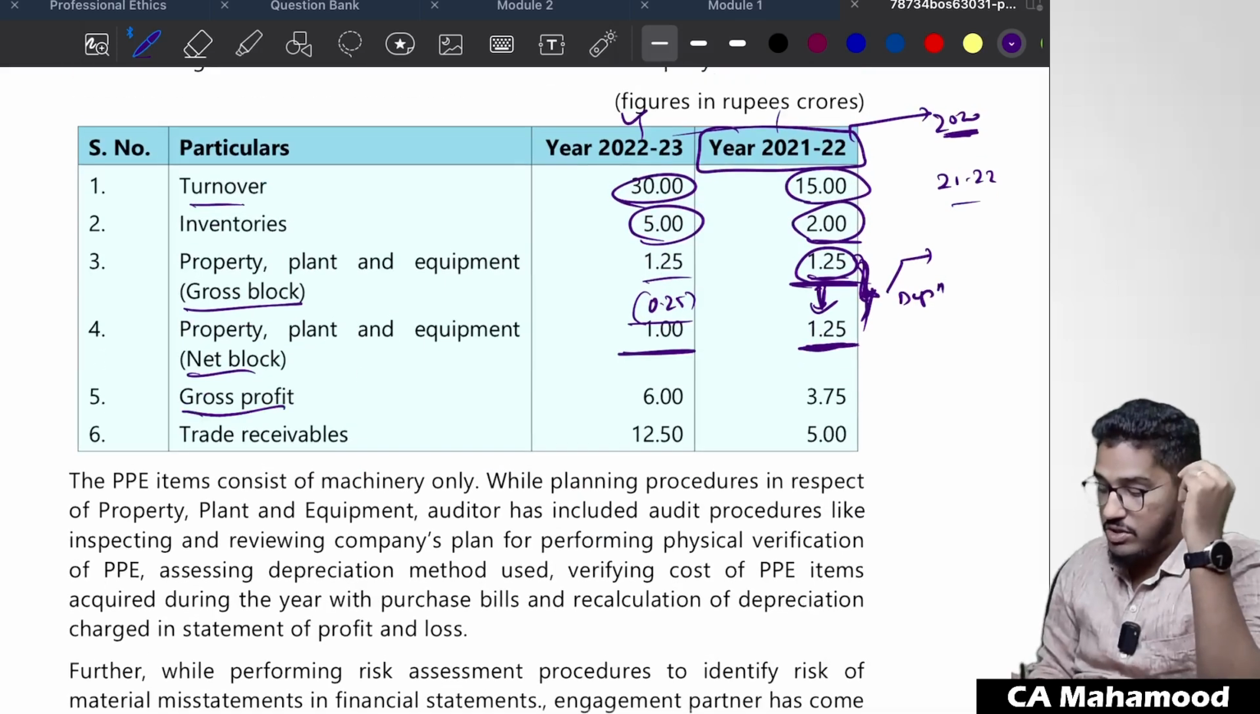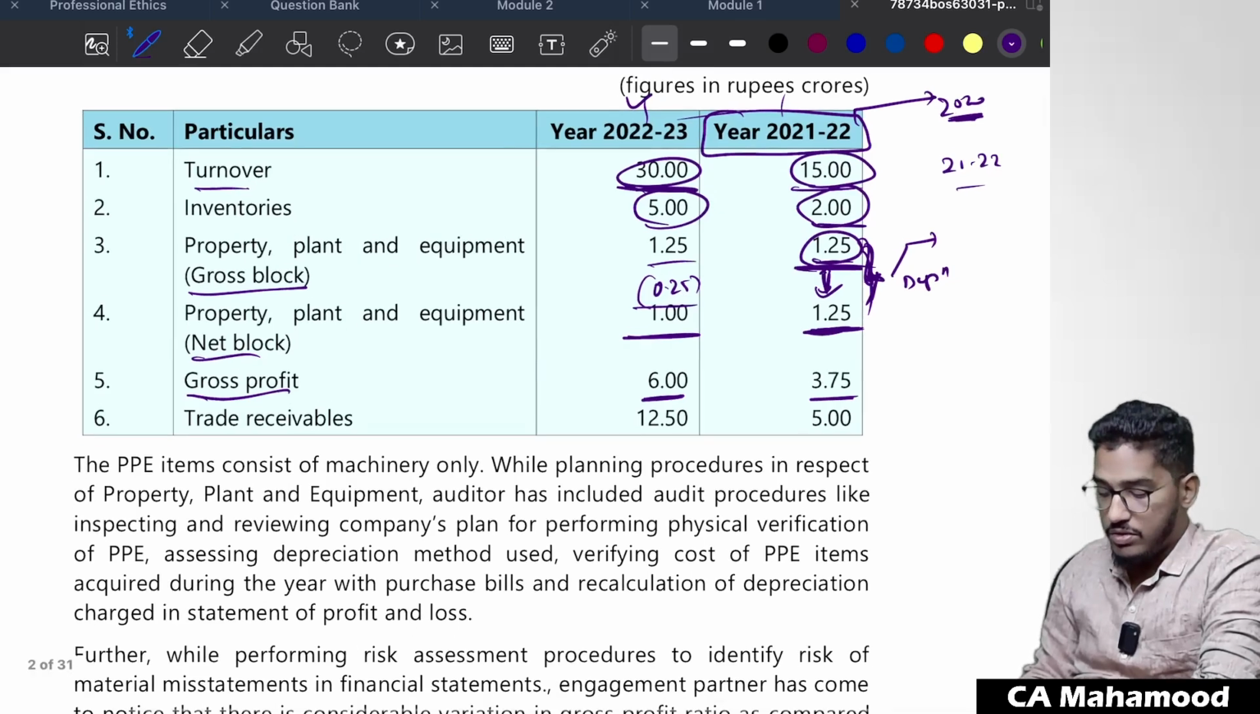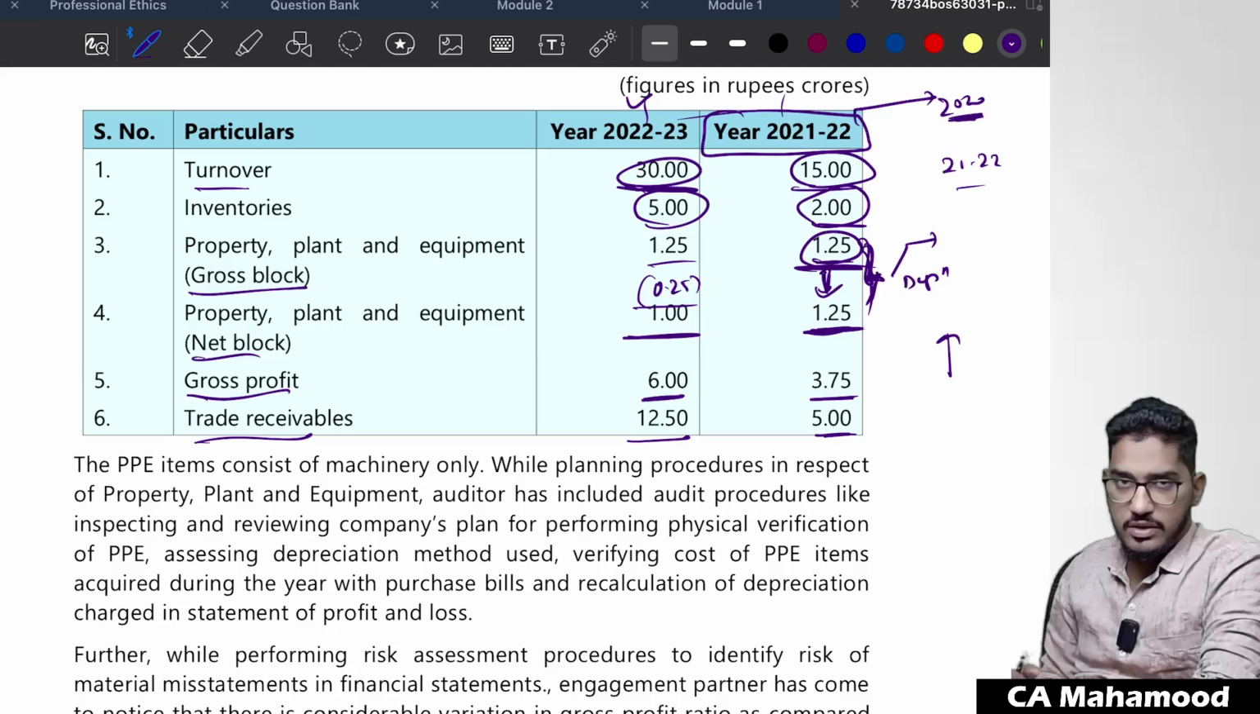Next one. Gross profit. Last year's gross profit was 3.75. Current year's gross profit was 6 crore, which is clearly evident because the turnover has gone up, so obviously the result will show in the gross profit also. Trade receivables has also gone up. Last year it was 5 crores, now it is 12.5 crores. Whenever sales increase, obviously trade receivables are also going to be impacted. So they have given the extract of the financial statements.